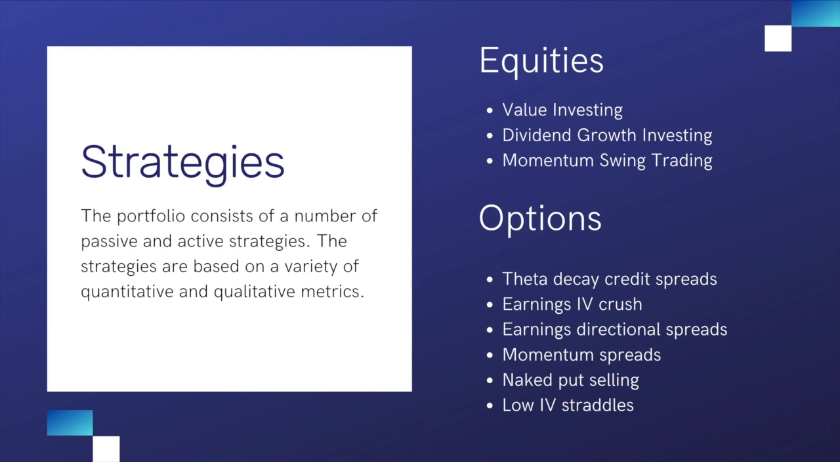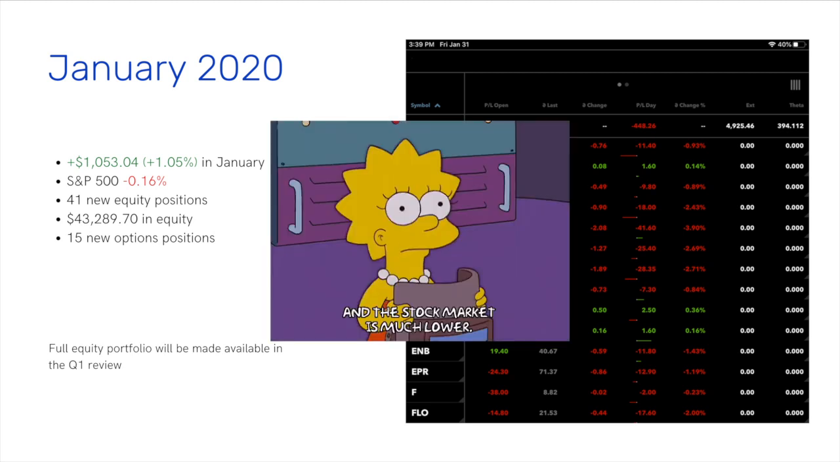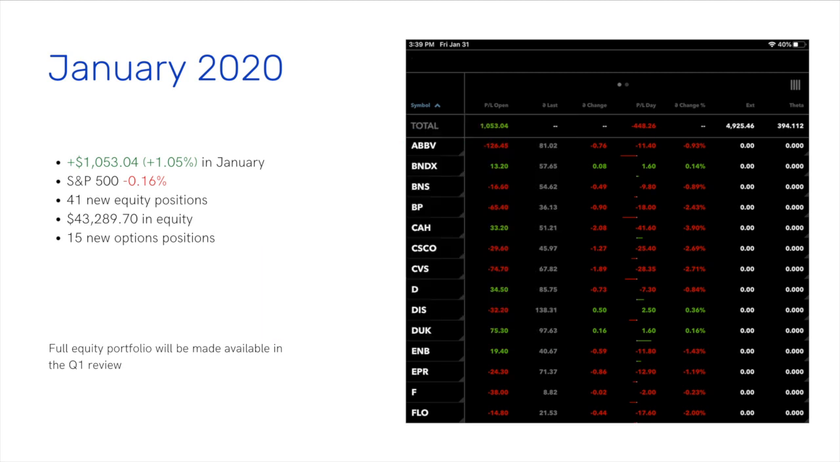With that being said, let's jump straight into performance. I'm going to be covering January and February in this video, but moving forward, I'll be releasing monthly and possibly weekly updates. In January, we saw the portfolio increase in value by a little bit over 1%, while the S&P 500 lost 0.16%. It's pretty early on, but we're already outperforming our benchmark.